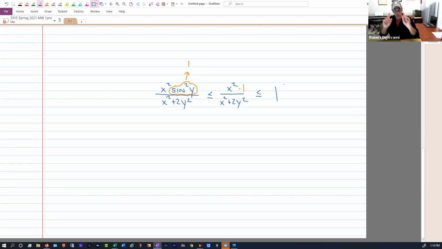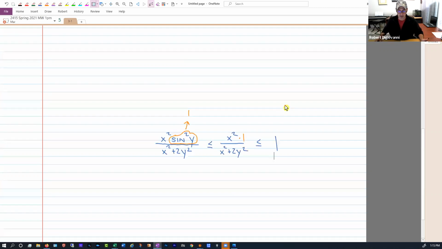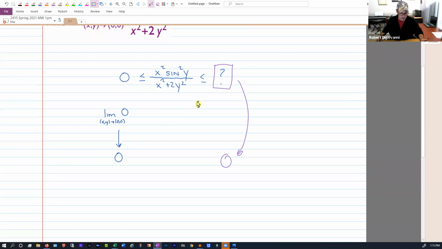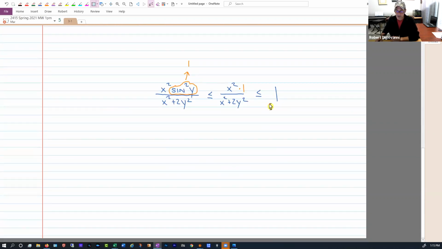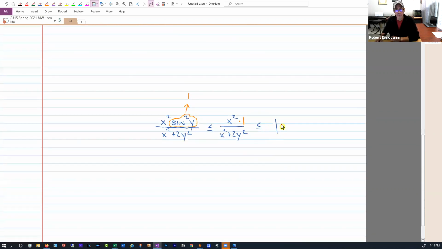So even though that's true, it doesn't help us. And the reason it doesn't help us is because if we were using the squeeze theorem, then we would have 0 on this side. We would put a 1 here. And if you take the limit as x, y approaches 0, 0 of 1, you get 1. Nothing changes there. So you're basically saying that this limit is between 0 and 1, which doesn't squeeze anything. It does tell you it's between 0 and 1, but it doesn't tell you what it is. So for the squeeze theorem to work, we need this side to go to 0. All right, we need that to happen. So even though that's true, it's not going to help us.